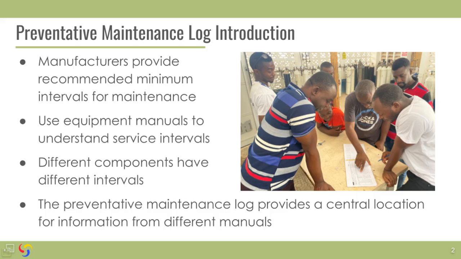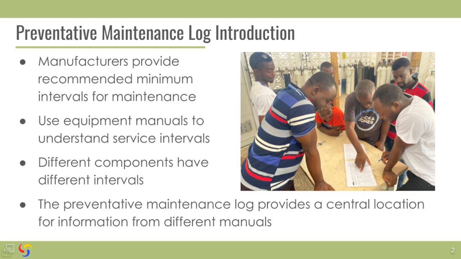The Preventative Maintenance Log is one of 3 core maintenance documents for PSA plants. The Preventative Maintenance Log helps to organize scheduled maintenance intervals and track maintenance that has been completed. The Preventative Maintenance Log is a record of what you have done and a plan for what you will do at the same time.